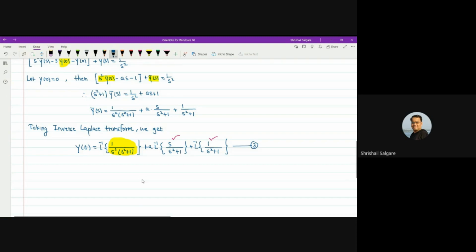Consider 1 upon s square into s square plus 1 can be written as a naught upon s square plus a1 upon s plus, what is the next term? bs plus c divided by s square plus 1.